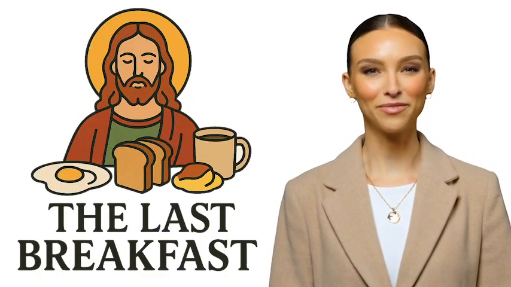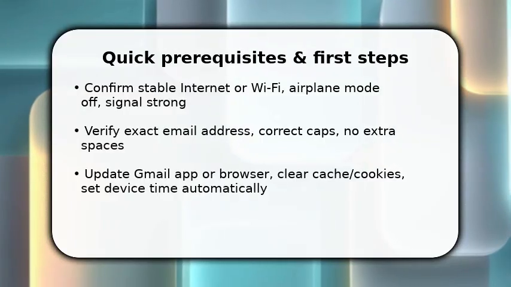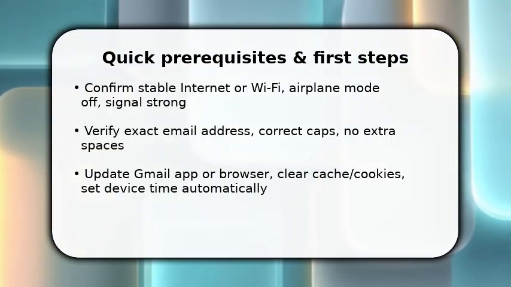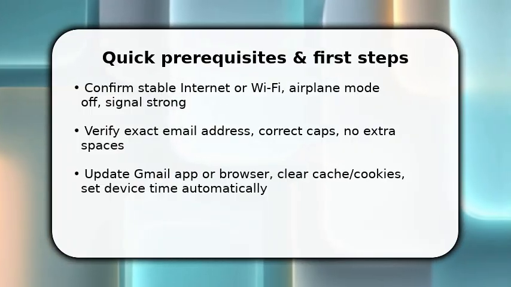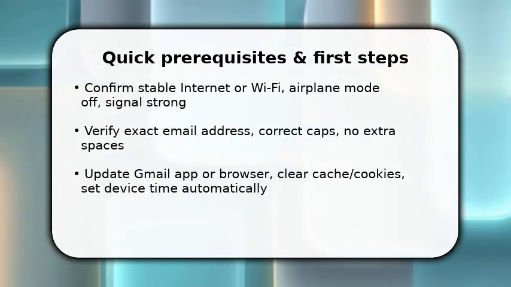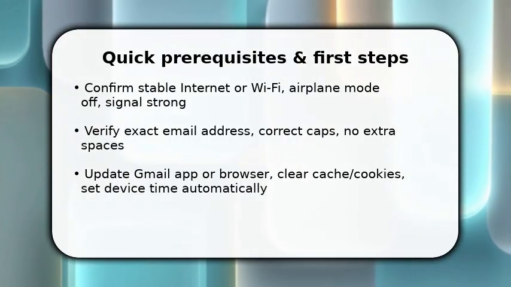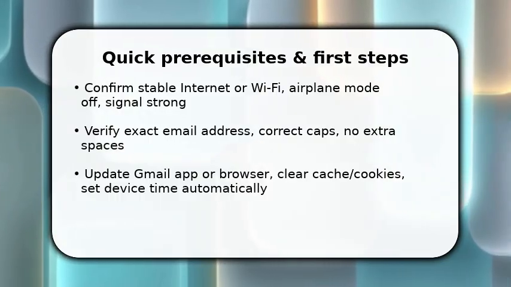Please enjoy the video. You start by removing simple blockers so sign-in can proceed. First, confirm your internet and device clock are correct because Google rejects mismatched timestamps. Once done, update the Gmail app or use a current browser and clear cache and cookies to eliminate stale sessions.